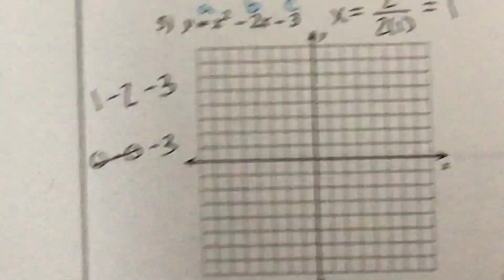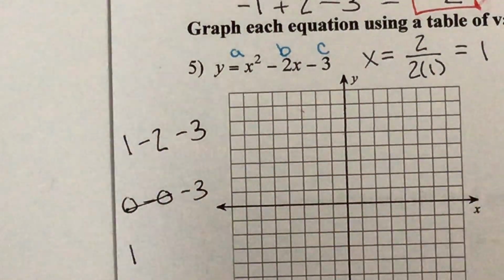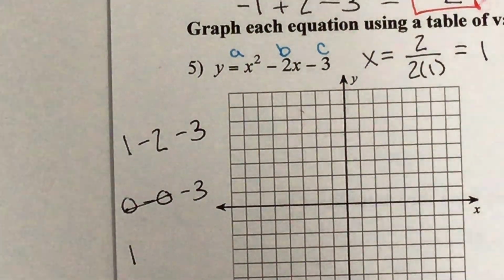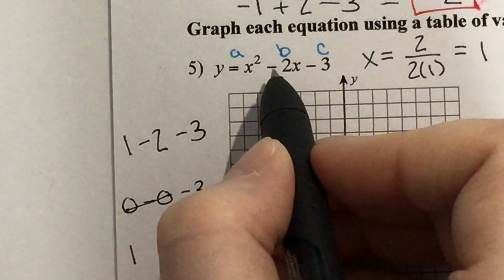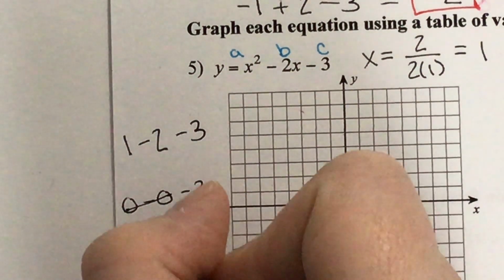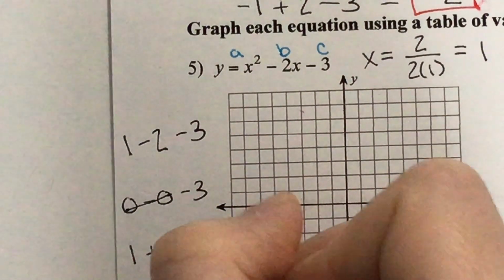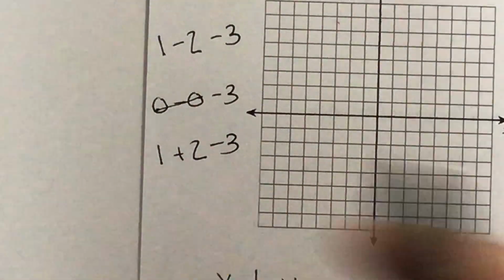All right, and then negative 1. Negative 1 squared is positive 1. When you square a negative, guys, it's positive. Okay. Negative 2 times negative 1 would be positive 2. Okay, and then minus 3 at the end. So this is going to be 3 minus 3, which is 0.